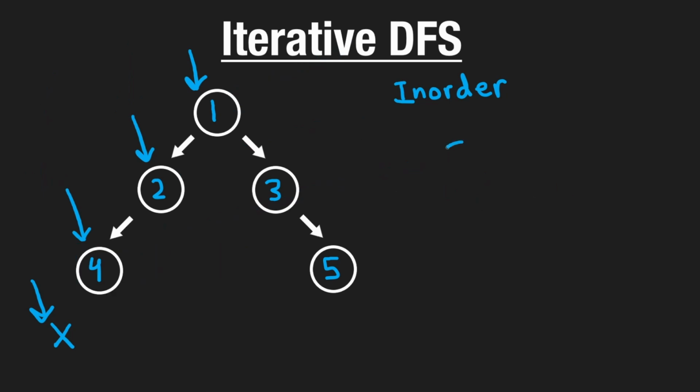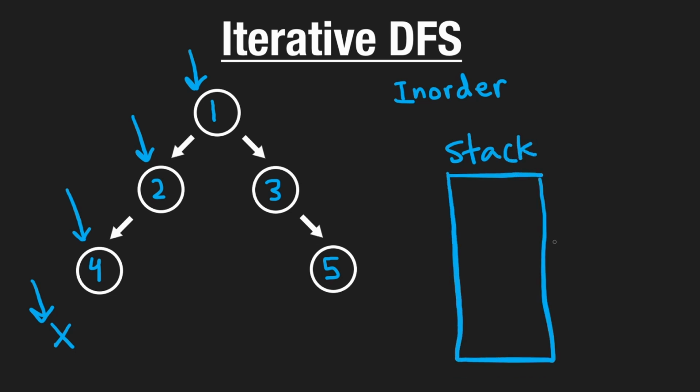So let me draw it out. Let me draw what our stack would look like. In this case, it's not going to be a call stack. We're actually going to explicitly declare a stack data structure and then use it the exact same way that the recursive function uses it. So as we start at the root node, before we print this, we know we have to do the entire left subtree.